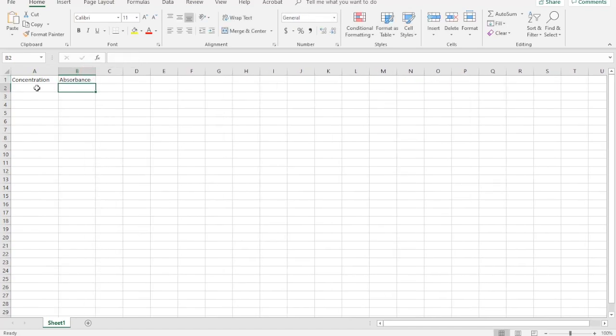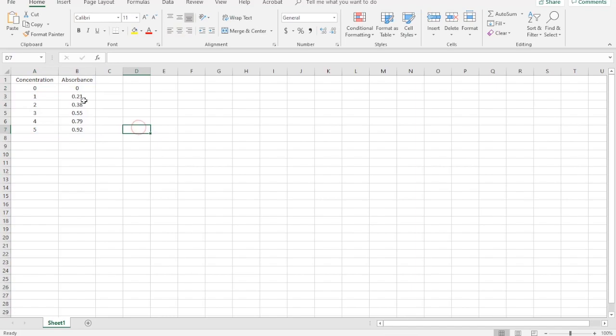And I'm just going to make up some numbers here, but our concentrations, of course, go from 0, 1, 2, 3, 4, and 5 parts per million. And our absorbances, just making some numbers up, 0, 0.21, 0.38. All right, and just to make the data look a little nicer, we'll go here and center everything so it looks nice and pretty.